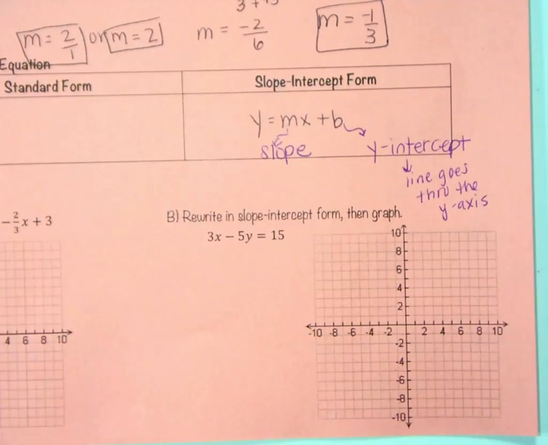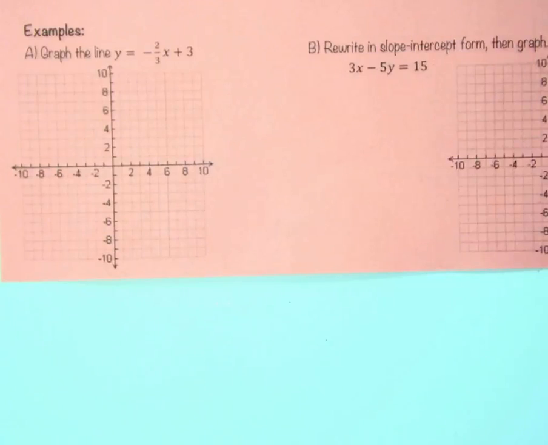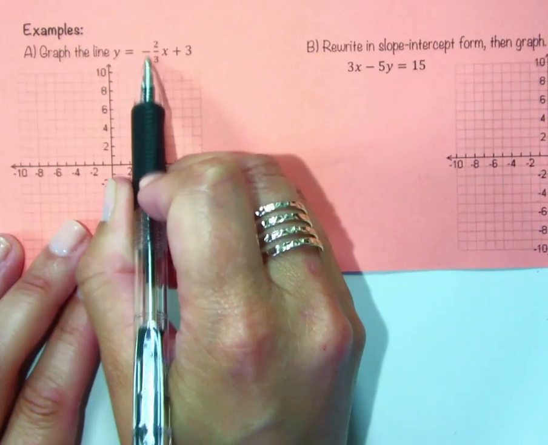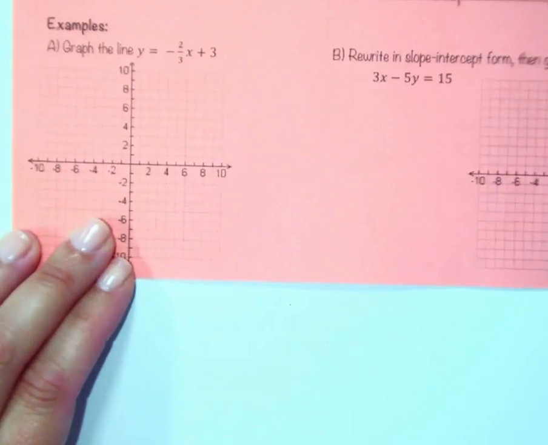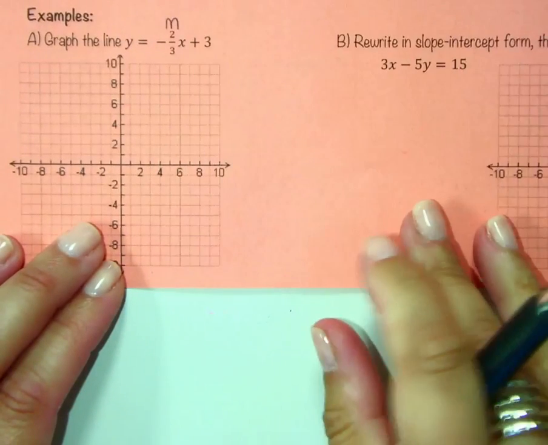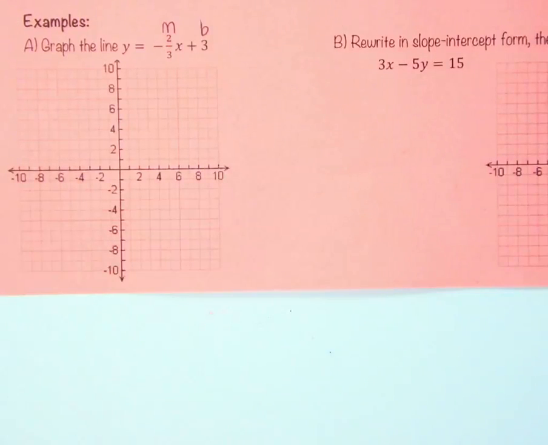All right, so if we are given an equation in slope-intercept form, we're going to go ahead and jump down to the first example. We have y equals negative 2/3 x plus 3. So first of all, we can identify that our slope is negative 2/3 and our y-intercept is 3.